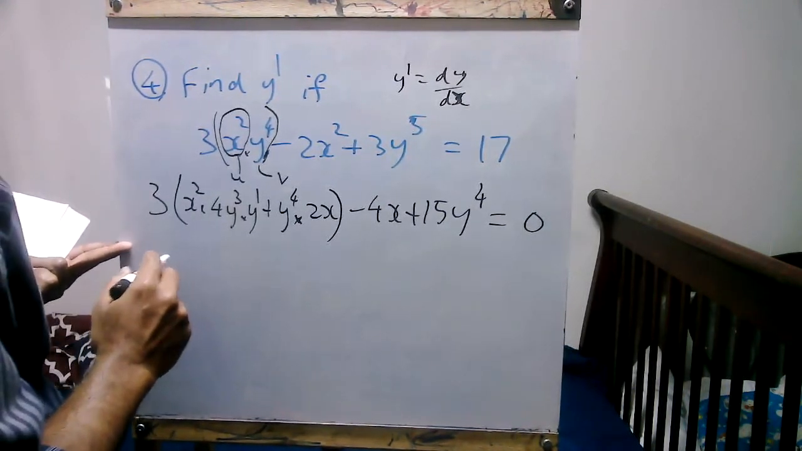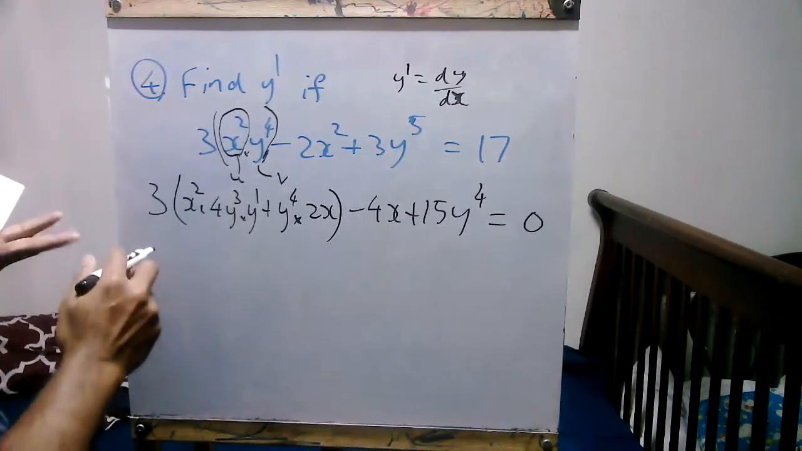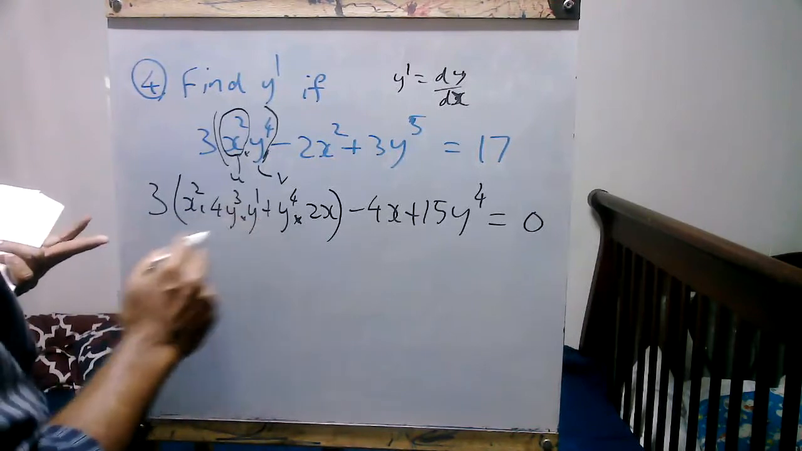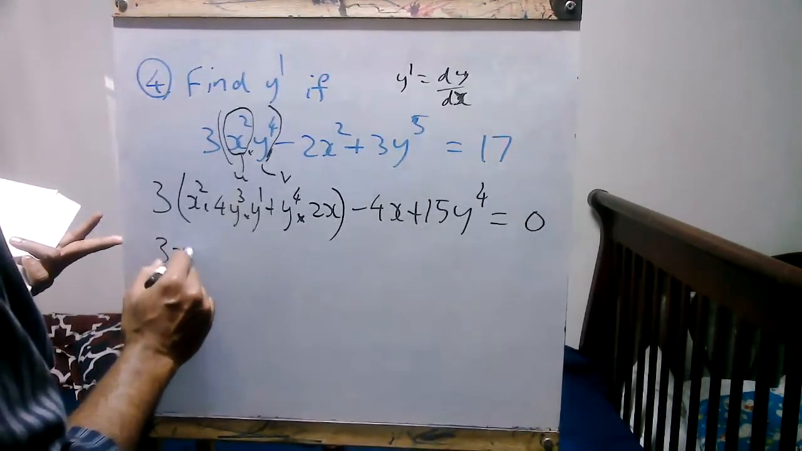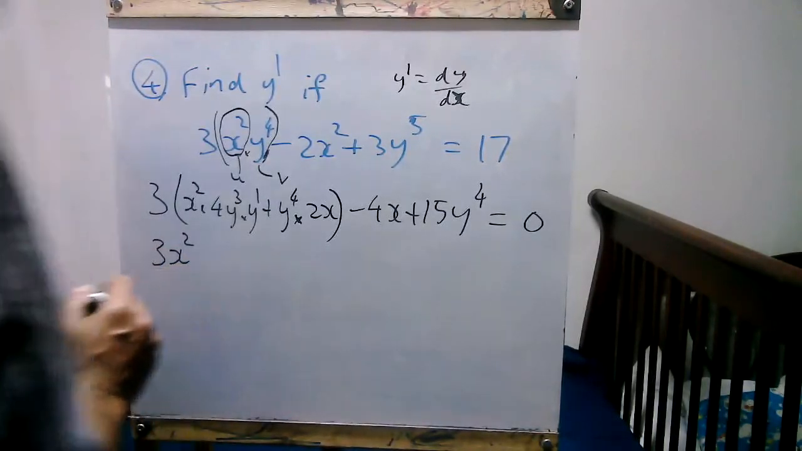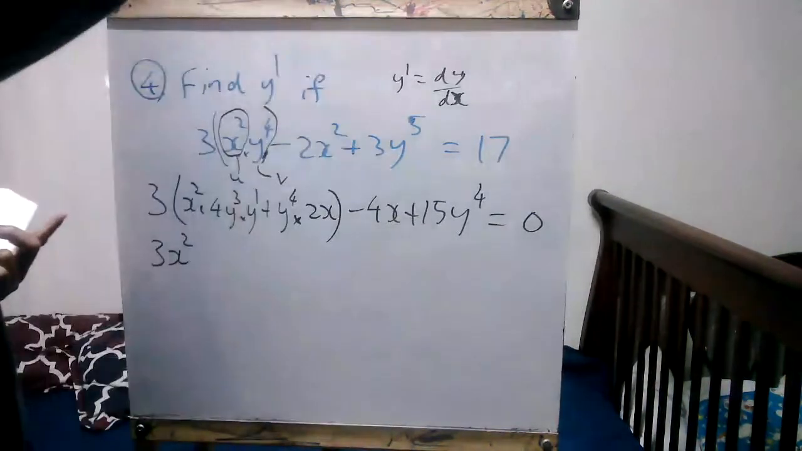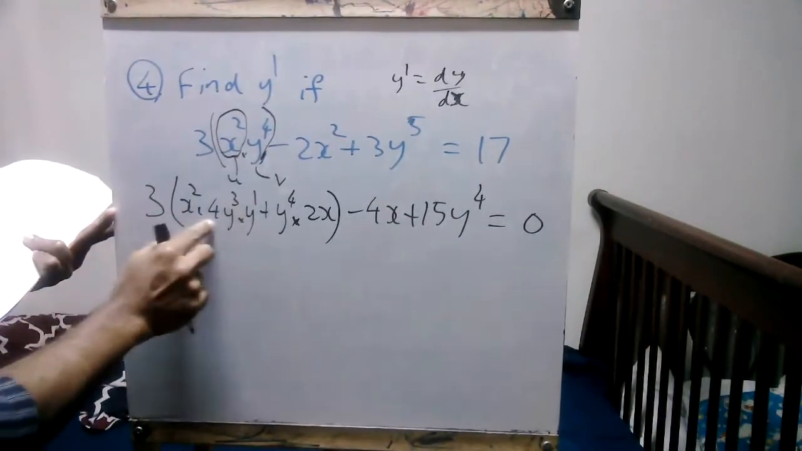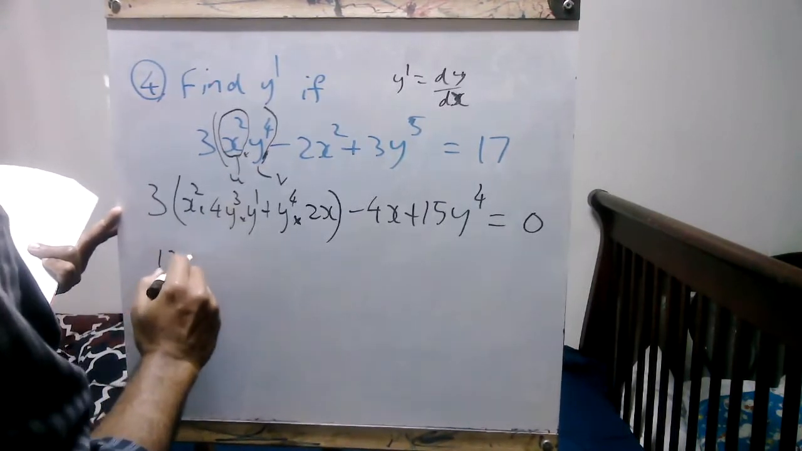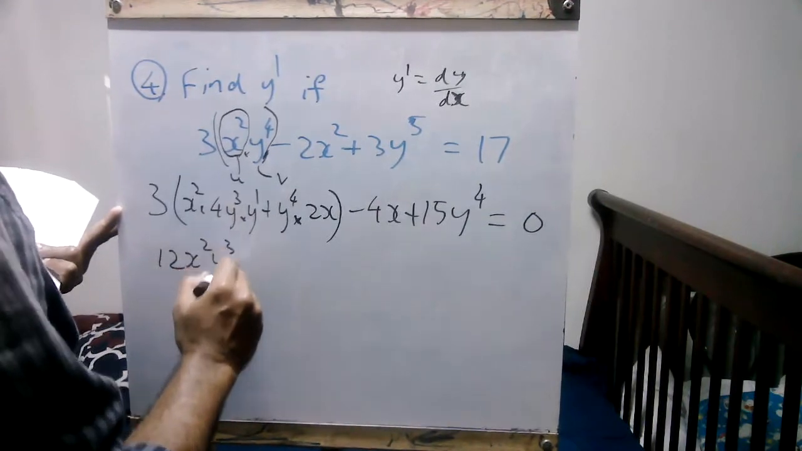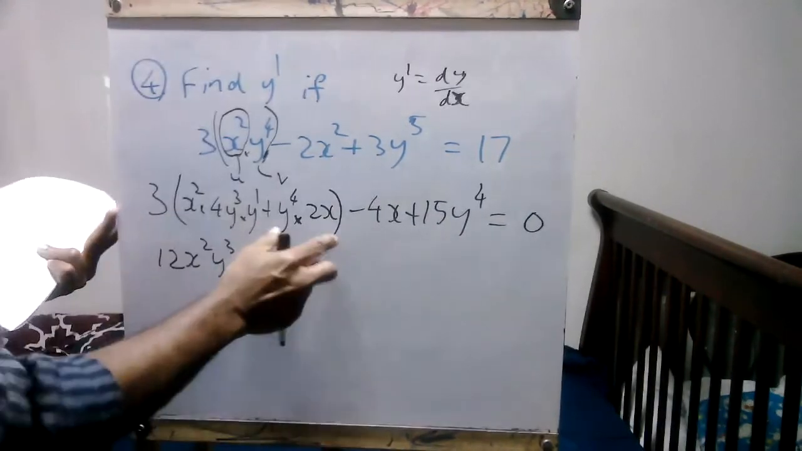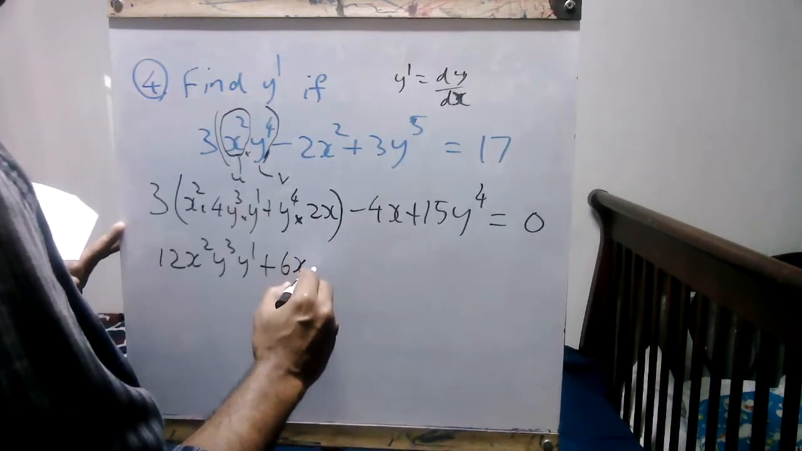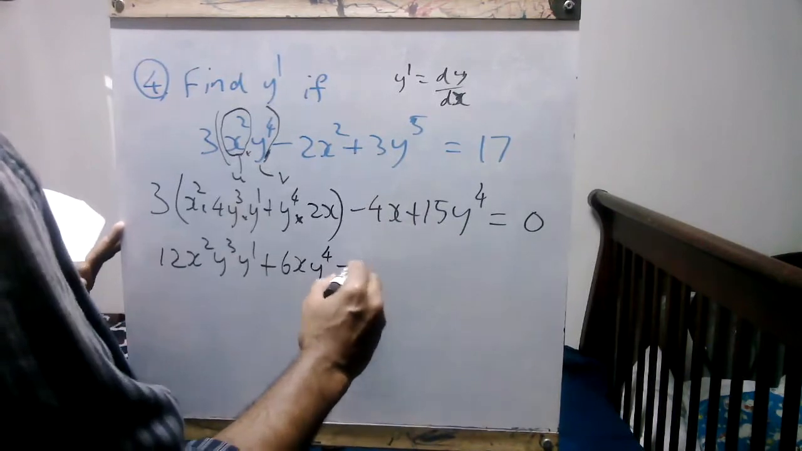Simplify this. Let's distribute this first. 3x squared, when we multiply these two terms, 3 times 4 is 12, 12x squared y cubed y prime, plus 3 times this, 3 times 2 is 6x y to the power 4, minus 4x.